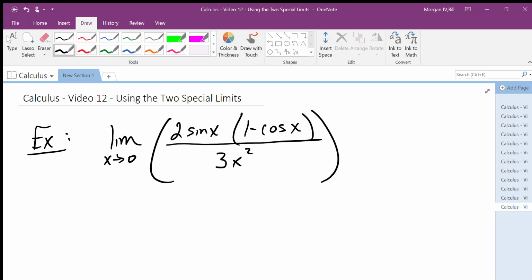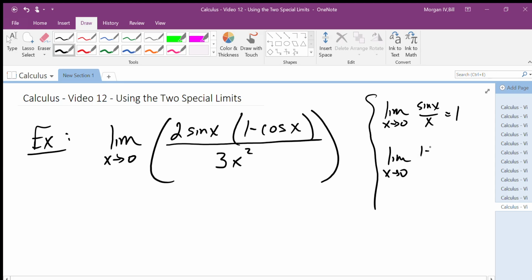So what we have here is the limit as x goes to 0 of 2 times the sine of x times 1 minus the cosine of x over 3x squared. And remember that our two special limits were the limit as x goes to 0 of sine of x over x equals 1, and the limit as x goes to 0 of 1 minus the cosine of x over x equals 0. So what we want to try and do is rearrange this using properties of limits so that I have one or perhaps both of those special limits.